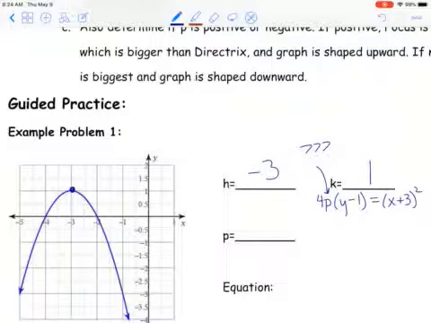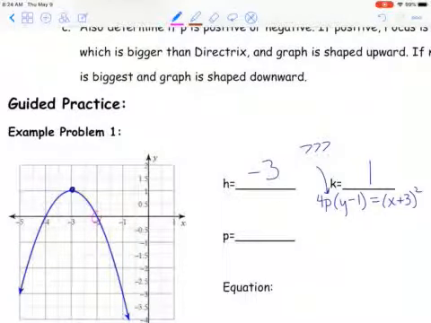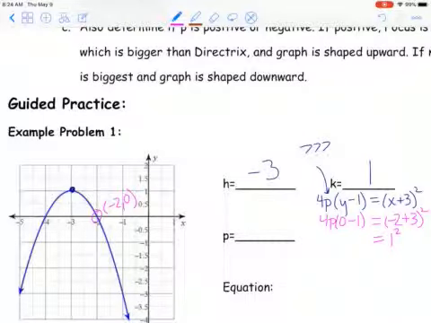So now what I can do is say, okay, I know some of these points. I know right here is -2, 0. So I can plug that in as -2 and 0. And I end up just solving for P. So on this side we get 1 squared. On this side we get 4P times -1. So we get -4P divided by 4 divided by -4. You get P equaling -1/4.